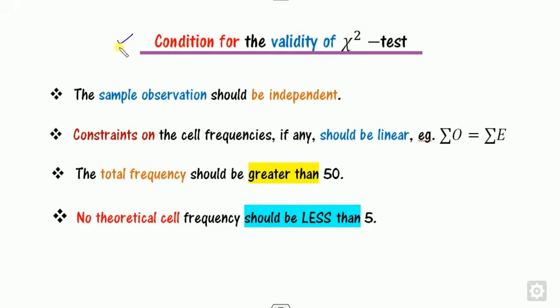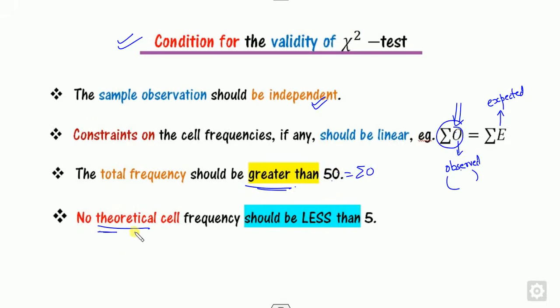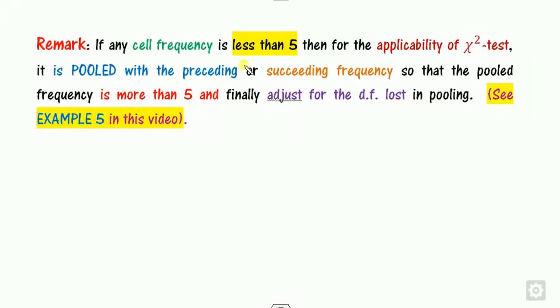So what are the conditions in order to apply this chi-square test? The first one is that the observations should be independent. Second, the O represents my observed frequency, which is always given to you, and E is called the expected frequency. Third, the total frequency, the sum of this, must be greater than 50, and no theoretical frequency, that is E, should be less than 5. But what will happen if the frequency is less than 5? Then we will apply the chi-square test by pooling. We will see this in example number 5 in this video.